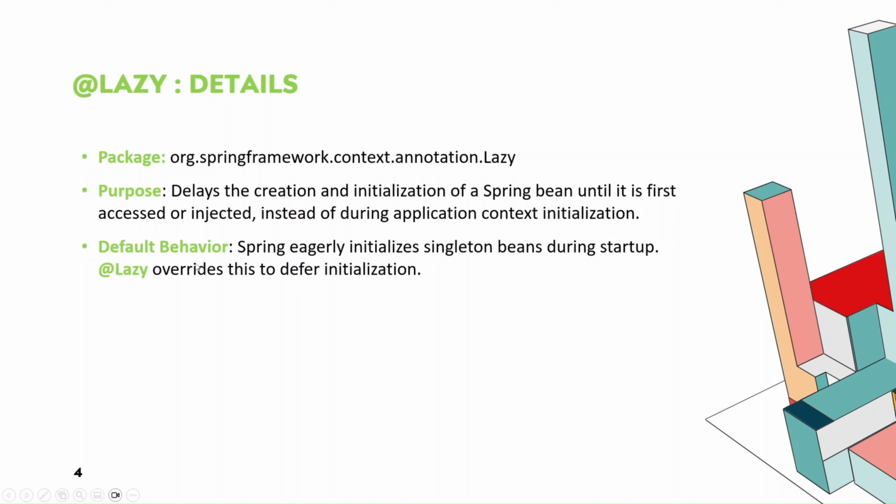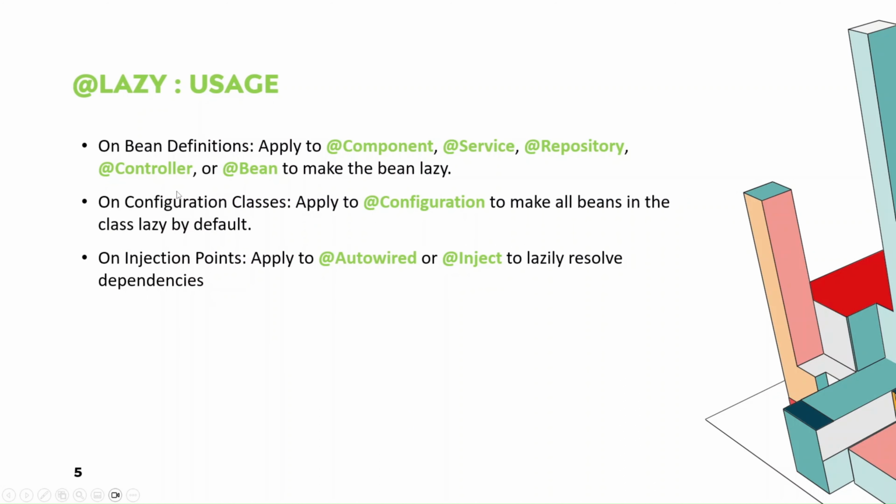The default scope is singleton, as we discussed before. Usage: you can use @Lazy for controllers, components, services, repositories, and beans. If you put @Lazy on top of a component, that component will be created when we access it. If you put @Lazy on top of a service, whenever you call that service, that class will be loaded, the object will be created, and it will be available in the cache.